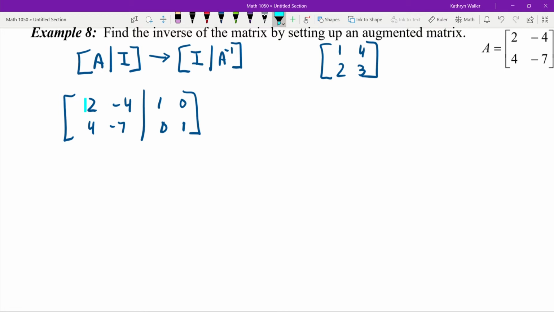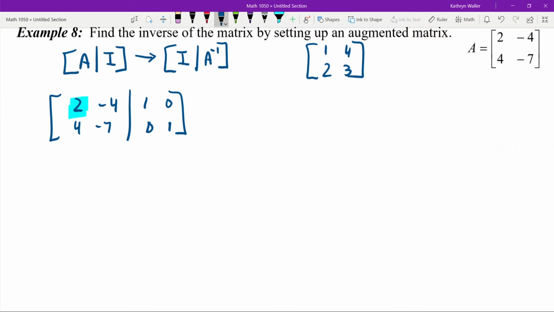So this is supposed to be a 1. I could turn it into a 1 easily by dividing by 2. But if I divide by 2 right now, it's going to make this guy right here a fraction. I don't want to deal with fractions. So I'm going to blow that off. I'm going to do it later. I'm going to move to step number 2, which is making that 4 a 0, which is going to be easy. So I'm going to go -2 times row 1 added to row 2 becomes my new row 2.